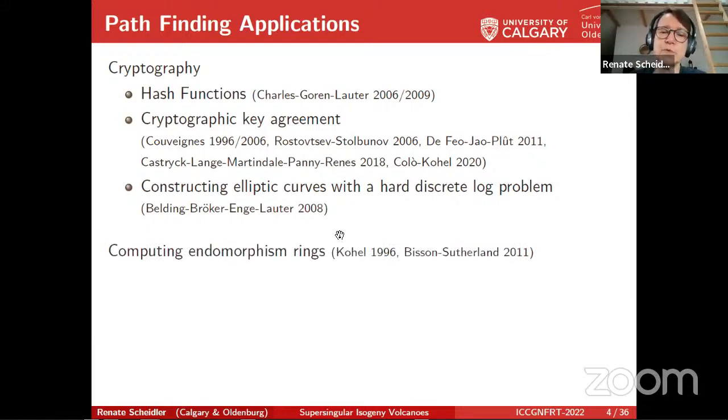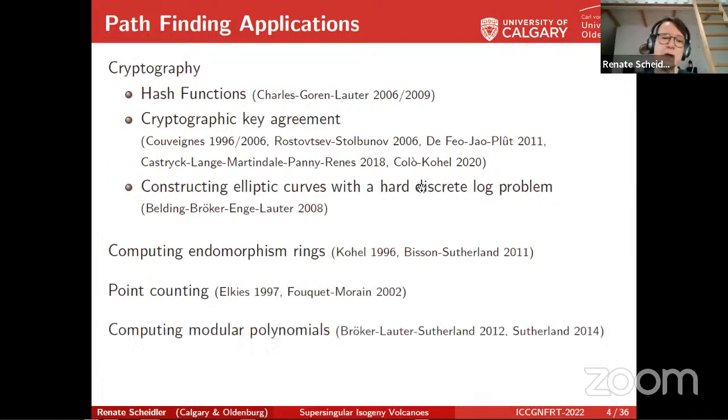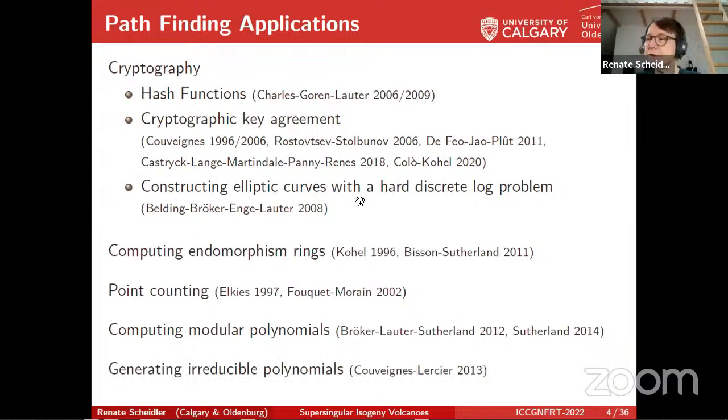You can use it to compute the endomorphism ring of an elliptic curve. You can use it for point counting. You can use it for computing modular polynomials, which parameterize adjacent elliptic curves with an isogeny between them. You can even use it to generate irreducible polynomials. So there are many, many applications in cryptography and in number theory. So this is really a quite intensely studied problem.